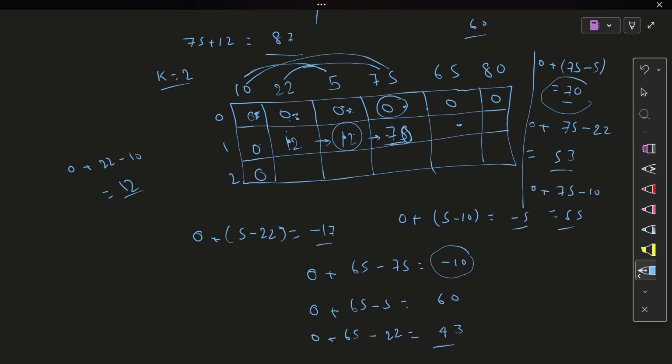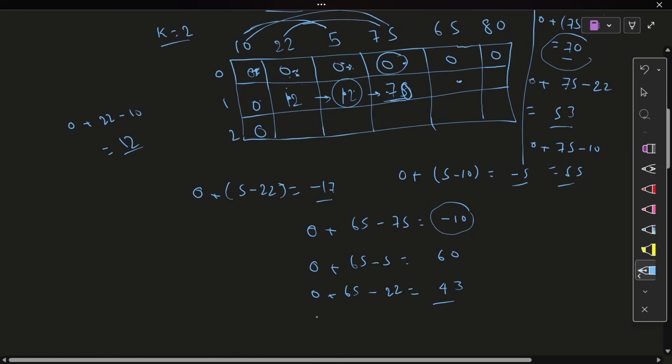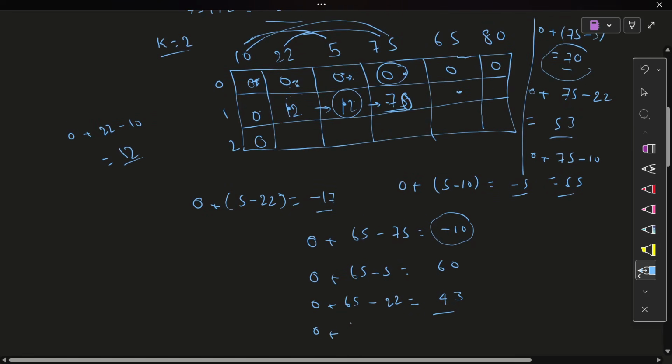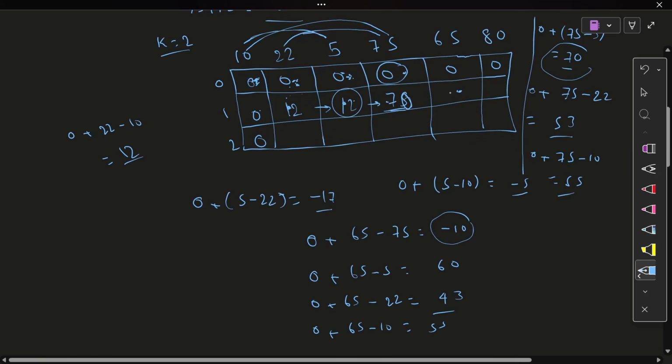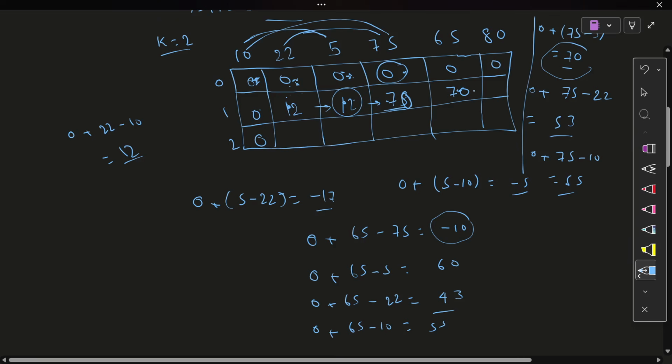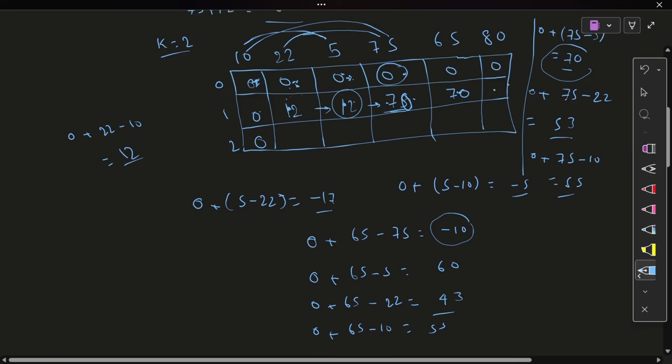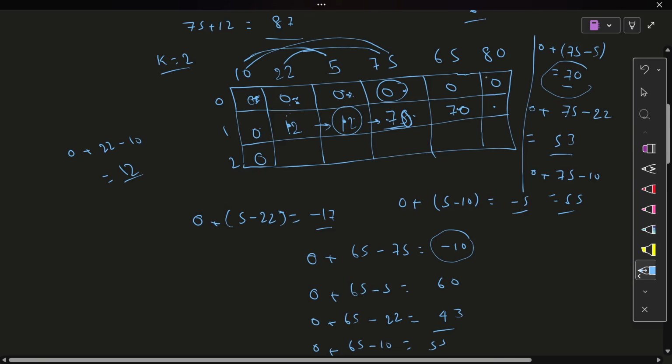Okay. Then for this one, 0 plus 65 minus 10, how much? 55. Which one is maximum? 55, 43, 60, 70. 70 is the maximum. 70 and 60 also. Because we have calculated which one is maximum, we will get it. For here, we have to find it. Okay. Then 70 this one.